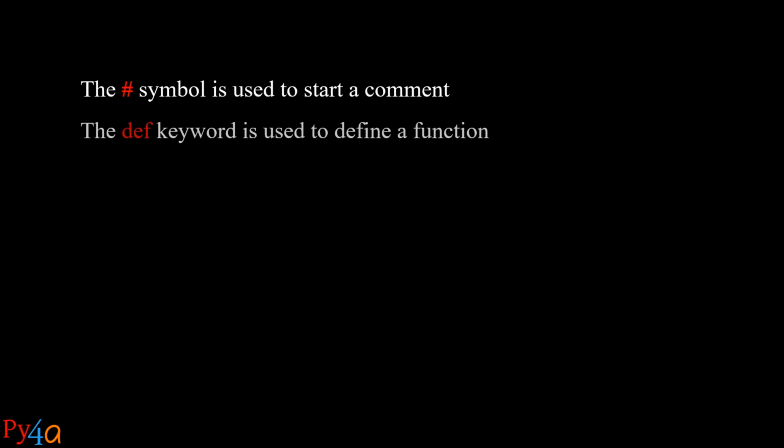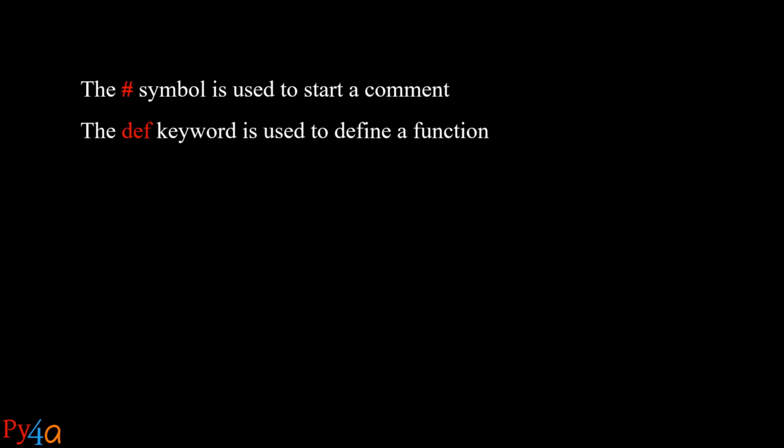Next is the def keyword. It is used to define a function. In Python, every function begins with a def, just like a short form of definition. It begins with a def, space, and then followed by the name of the function. After that you have your parentheses, and right inside the parentheses you have the parameter of that function.